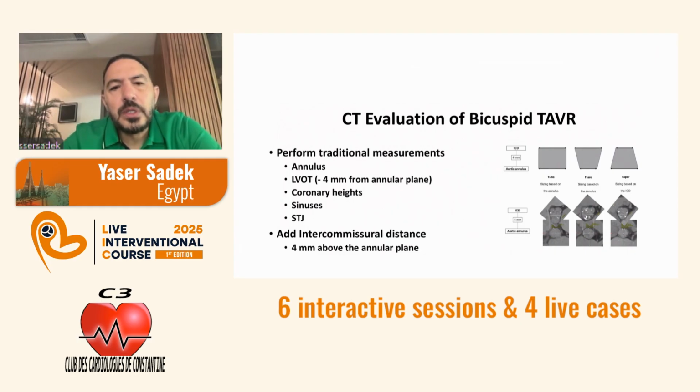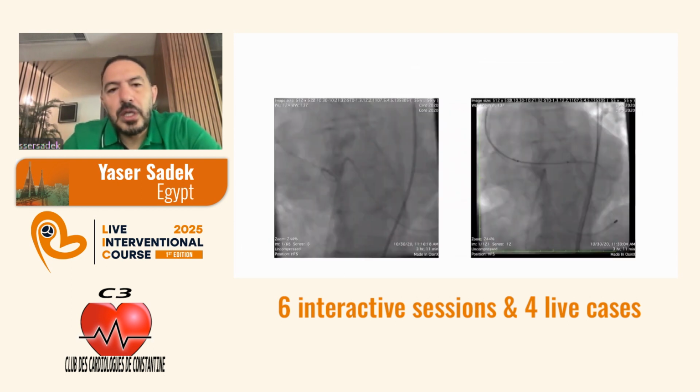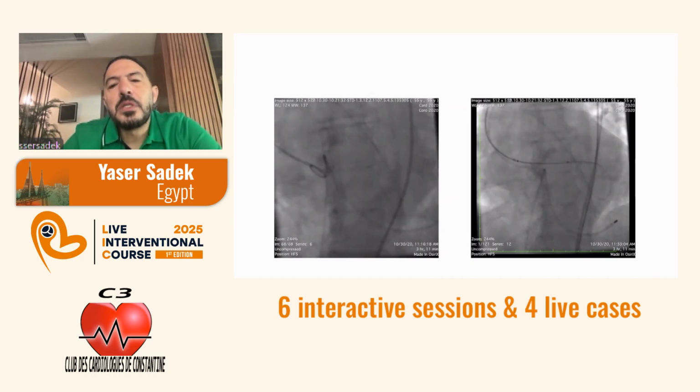So you can perform traditional measurements at the annular level or at the LVOT, and you can appreciate the intercommissural distance, which is measured 4 millimeters above the annular plane. All these diameters are very crucial and very important in bicuspid aortic valve to avoid annular rupture. And you can appreciate here this angle showed that we have a transverse aorta. The angle is very acute.